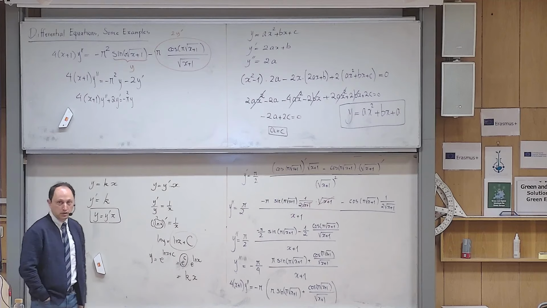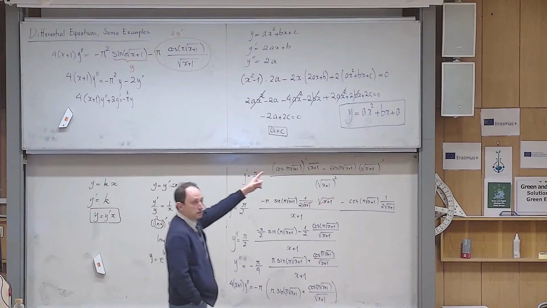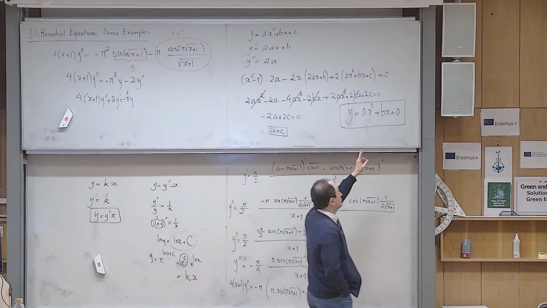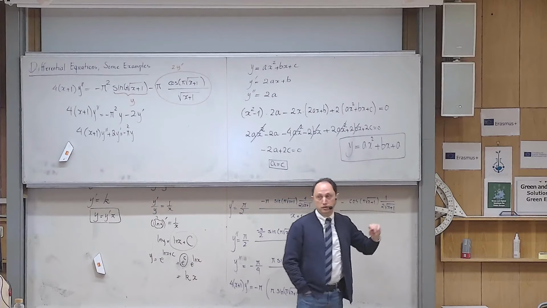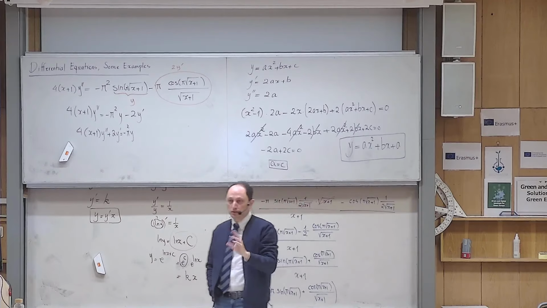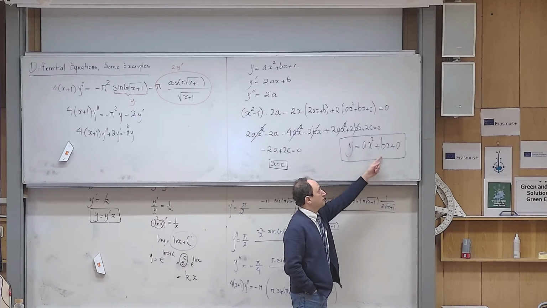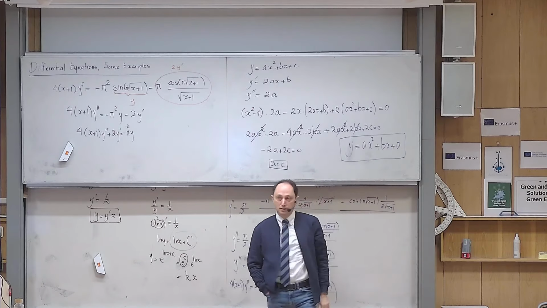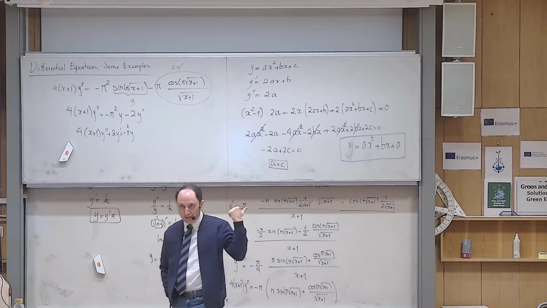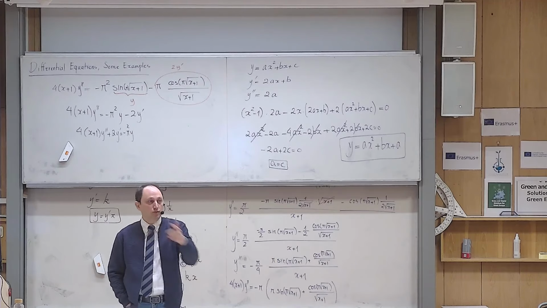Okay? But now we want to do the same thing for that function. You already know the answer, because if you go back to your notebooks, I have written the differential equation for you there. But now we want to do the reverse engineering, okay? So I give you this two-parameter family of functions. The two parameters are a and b. I want you to tell me a differential equation whose general solution is this one. And we want to confirm that we really get that equation back.